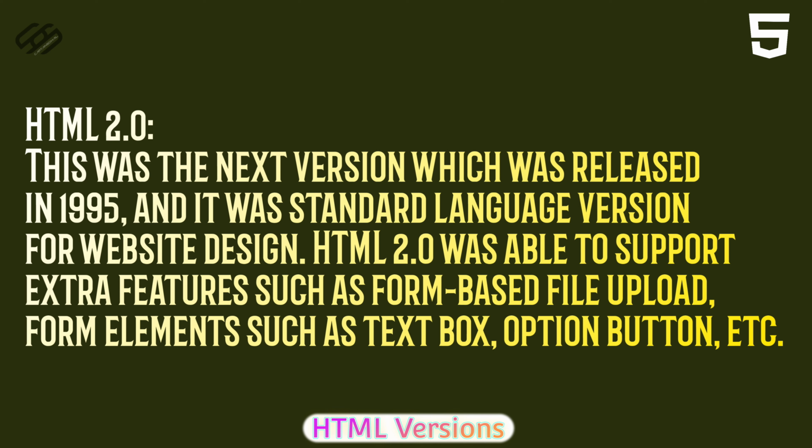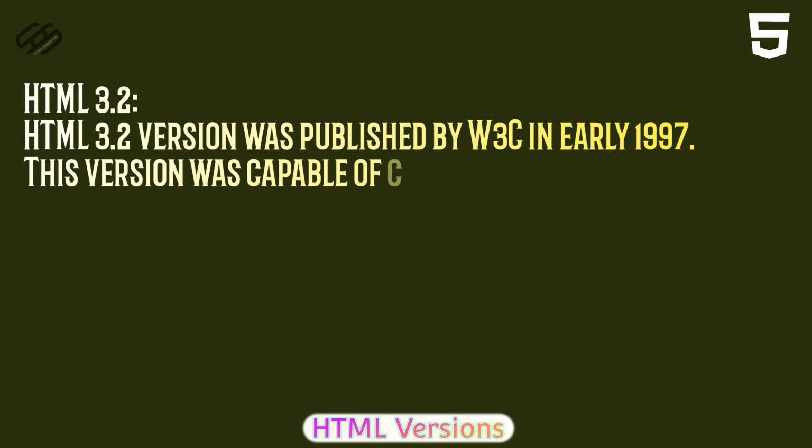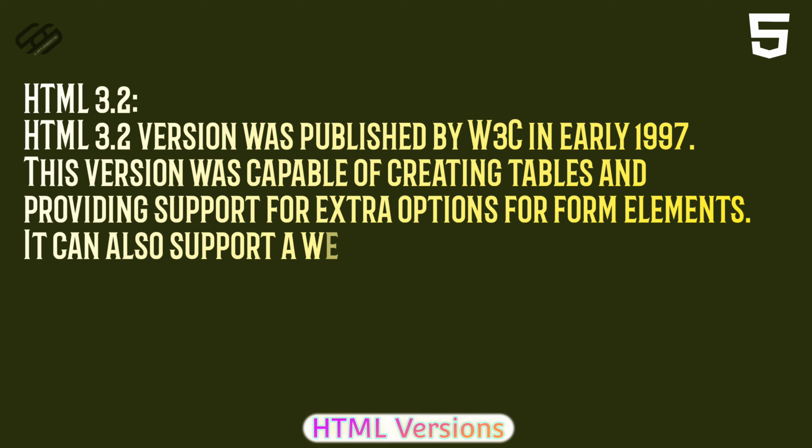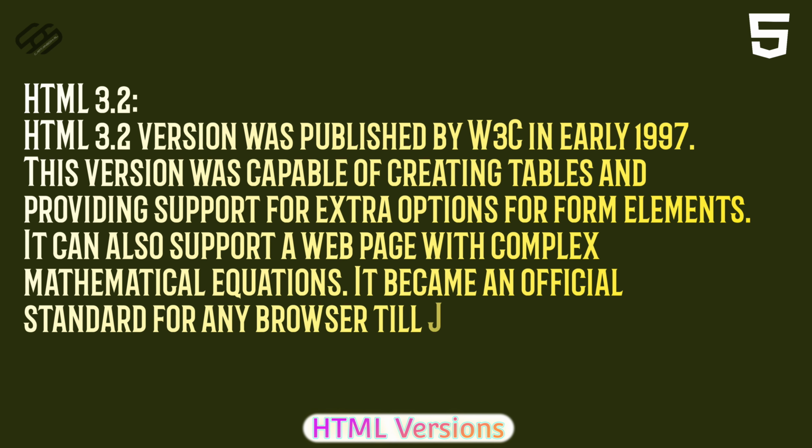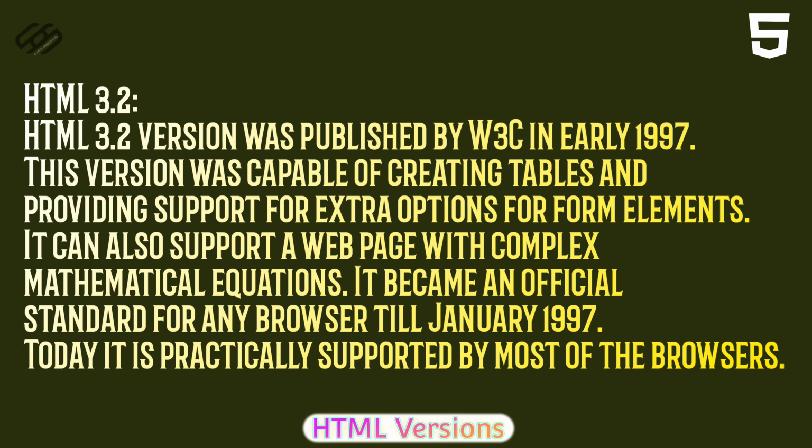HTML 2.0 was able to support extra features such as form-based file upload, and form elements such as text box, option button, etc. HTML 3.2. The HTML 3.2 version was published by W3C in early 1997. This version was capable of creating tables and providing support for extra options for form elements. It can also support a web page with complex mathematical equations. It became an official standard for any browser till January 1997. Today it is practically supported by most of the browsers.